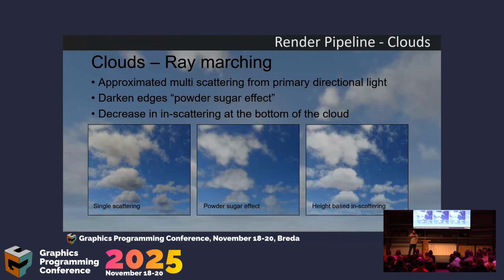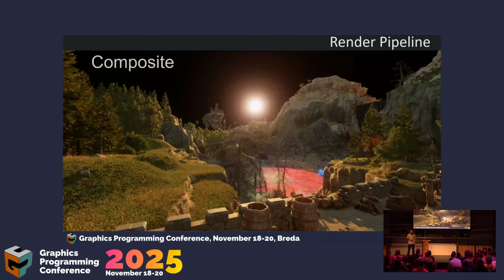In the center image, you can see the so-called powder sugar effect. We darken the cloud edges by multiplying the light with a factor based on the density of the clouds. We also decrease in-scattering at the bottom of the clouds, as you can see in the right image. And all these 3 will be combined together. So now we have our fog and clouds ready for compositing.